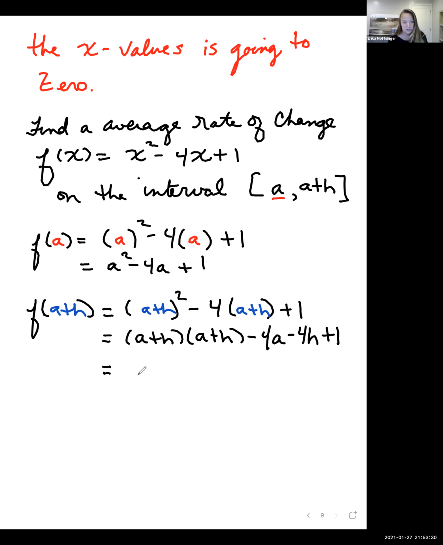So if you had distributed a plus h times a plus h, we would have gotten a squared, an ah plus an ah, so plus 2ah, plus h times h, h squared, minus 4a minus 4h plus 1.